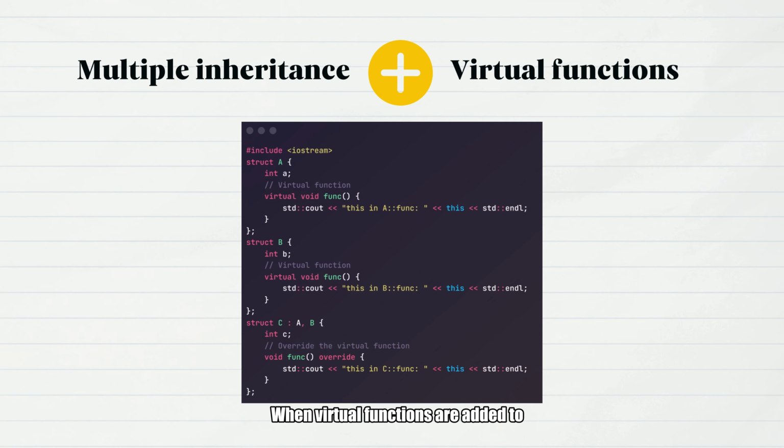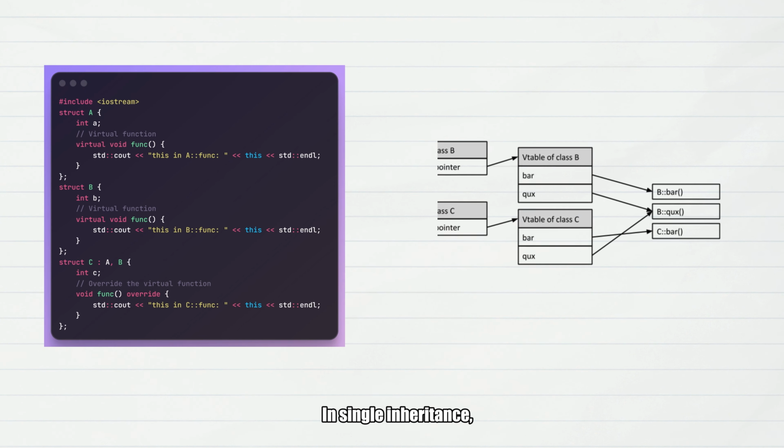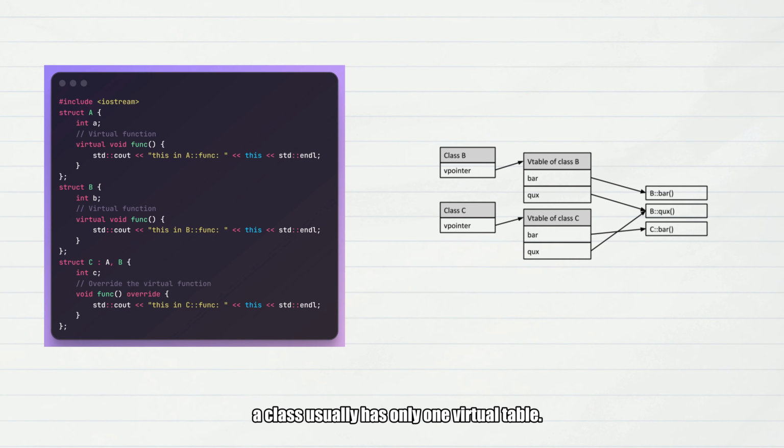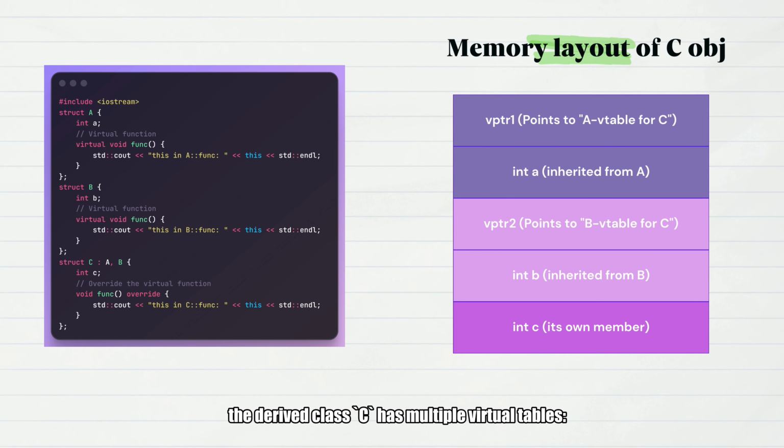When virtual functions are added to multiple inheritance, things get even more complex. In single inheritance, a class usually has only one virtual table. But in multiple inheritance, the derived class C has multiple virtual tables, one corresponding to the A subobject and one corresponding to the B subobject.